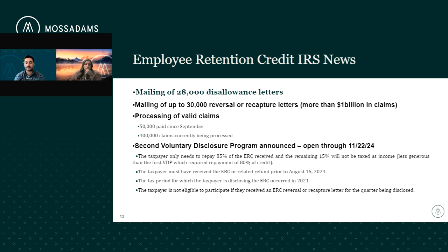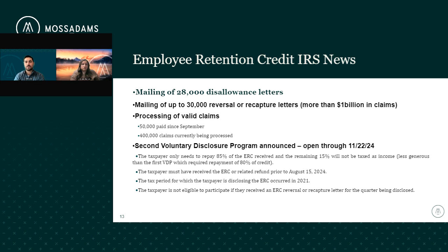If you don't meet the gross receipts test or didn't have full or partial shutdown of operations, it's really difficult to qualify. And so if you took a claim citing supply chain disruption, the IRS has come out with a bunch of facts and circumstances-based examples where claims are being denied. There have been 28,000 disallowance letters sent out, 30,000 reversal or recapture letters saying you have to send the money back. But they are still processing a lot of claims. This is picking up a little bit as they get better at analyzing who is making a valid claim.